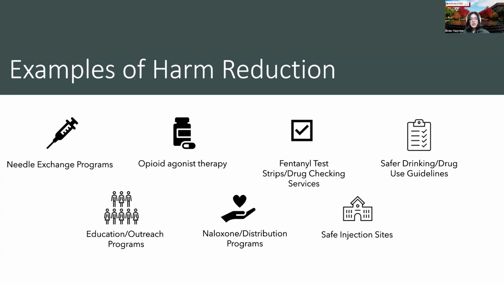Drug checking services or fentanyl test strips. It's where you take a small portion of the drug you'll be using, mix it with water, and you can put that test strip in. It's kind of like a pregnancy test. If it has two lines, then it's positive. You know it's positive for fentanyl, and you wouldn't use that. And then things like safer drinking and drug use guidelines kind of fit in with that public education aspect as well. So, like I said, harm reduction is a framework, so there are many, many things that fit into that framework. So these are some examples of that.